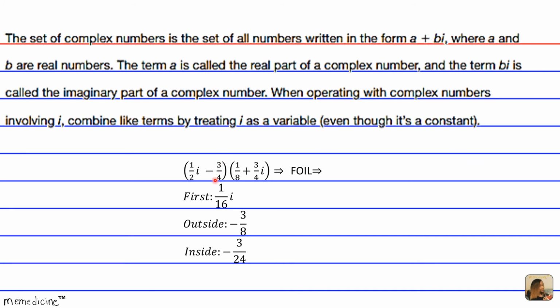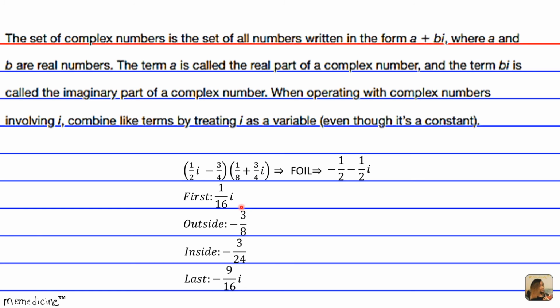Now we're going to analyze the inside terms. 3 times 1 in the numerator yields 3 in the numerator of the product, and 4 times 8 in the denominator yields 24 in the denominator of the product. And we have this negative sign, so we have to include it, okay? And now we're going to multiply the last 2 terms. So we write down our negative sign first, and 3 times 3 in the numerators yields 9 in the numerator of the product. 4 times 4 in the denominators yields 16 in the denominator of the product. And we're multiplying by i, so we have to also write that down, okay?